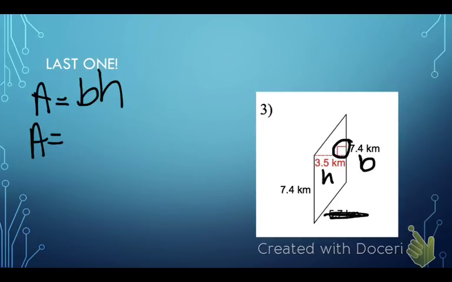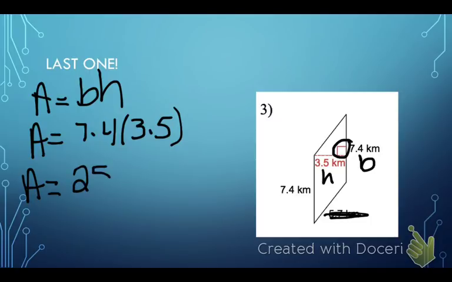I want you to substitute that into the formula. You should have written 7.4 times 3.5. Now I want you to multiply that out and write it with the units. So area equals 25.9 km squared.